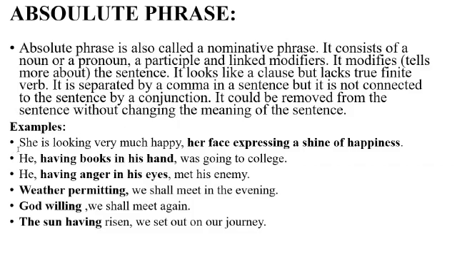Now look at these examples. Number 1, she is looking very much happy, her face expressing a shine of happiness. If you see this part of a sentence which is in bold form, it is connected to the sentence by a comma and not by a conjunction. At the same time, it is giving additional meaning to this sentence, she is looking very much happy. So it is an absolute phrase.